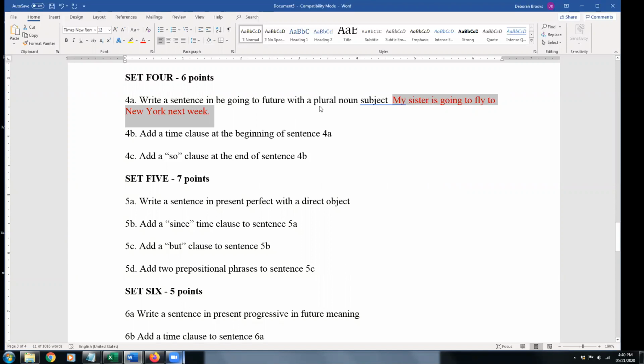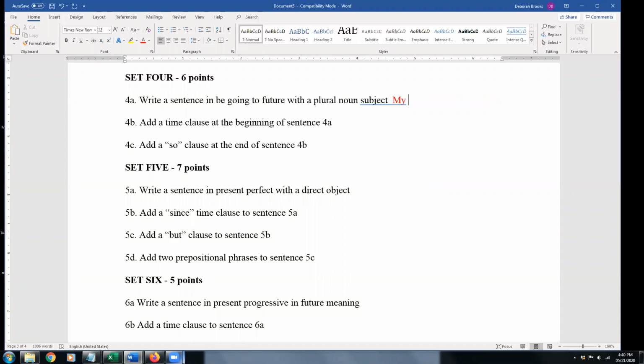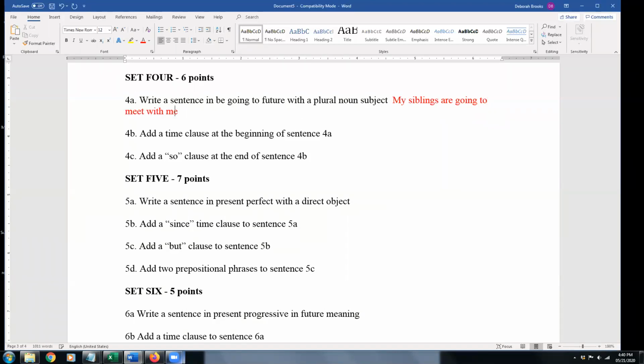So double check. My siblings are going to meet with me on Zoom tomorrow. That's plural. My siblings means my brother and my sister, where the three of us are meeting together on Zoom tomorrow. So that's a be going to future with a plural noun subject. Okay? Add a time clause at the beginning.